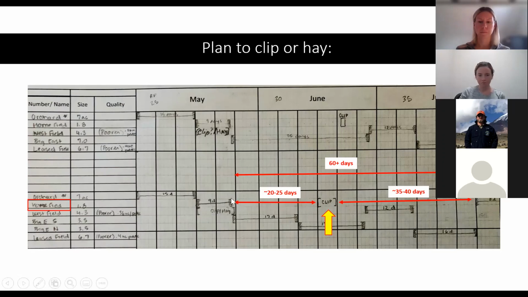So they'll wait about 20 to 25 days to allow for regrowth after the first grazing, because in May and June that regrowth is a little faster, and then clip. And then after the clipping, there will be an adequate 35 to 40 days in June, July, when the regrowth period is a little slower, and they'll come back to graze it. And hopefully that pasture will be at a much better vegetative state than if they had waited the full 60 days to revisit.